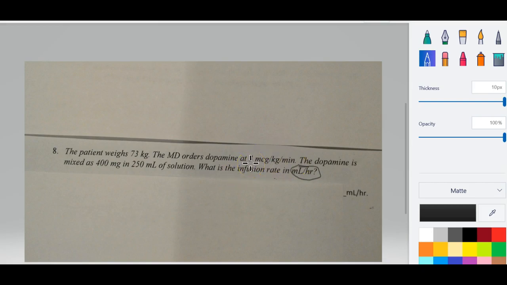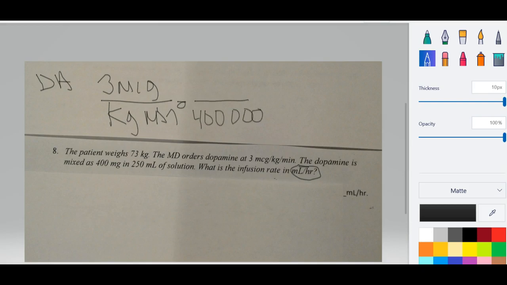This is how we do it. For the dimensional analysis, step one, just go like this. The order is 3 micrograms per kilogram per minute. Just like that. And then you'll go like this, times, in the line here, we'll go with what the pharmacy sent up, and we got to do the 400,000 mics down here because the mics is already up here. Okay, so 400,000 micrograms in how much? 250 mLs of solution.